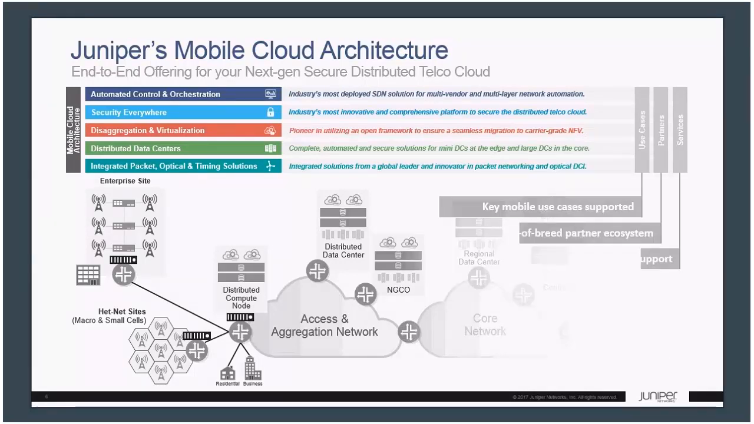So Juniper's mobile cloud architecture supports all the key mobile use cases today and in the near future. As mentioned, we offer a best-of-breed partner ecosystem to complement our own solutions. And with our very large and capable services organization, we offer best-in-class lifecycle service and support.